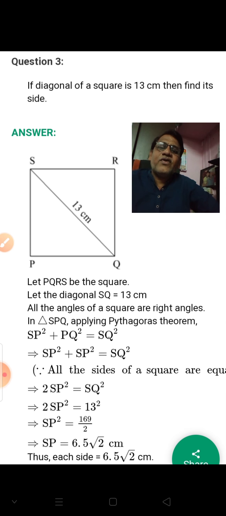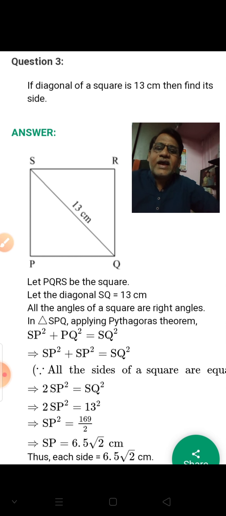If the diagonal of a square is 13 centimeter, then find its side. Here the diagonal is given and you have to find the side. So how to find it? The square is given, which means all sides are equal. The property of a square is that all sides are equal and each angle is 90. So let PQRS be the square and let the diagonal SQ be 13 centimeter. All the angles of a square are right angles.